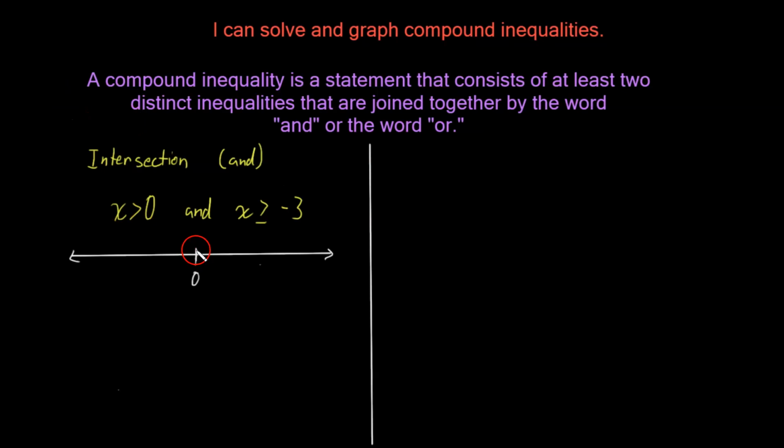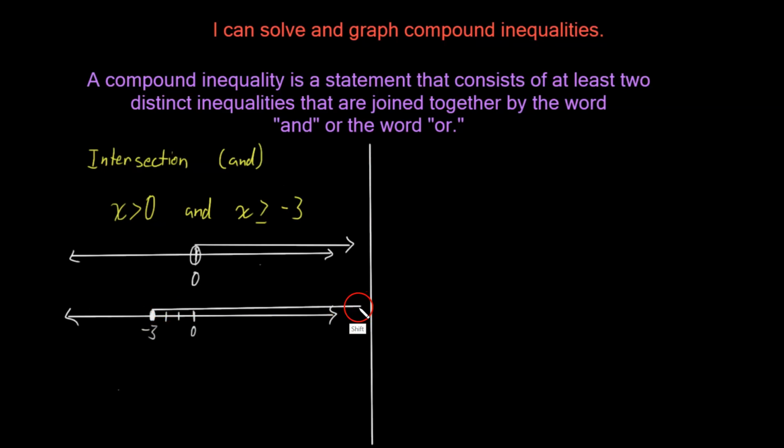So we have x is greater than 0. So we'll put that right here. And we're going to leave it open because it's just greater than, not greater than or equal to. And we're moving to the right. So that would be this one right here. Now let's draw this one on another number line. And x is greater than or equal to -3. So we find -3, fill it in, and we're moving to the right again.